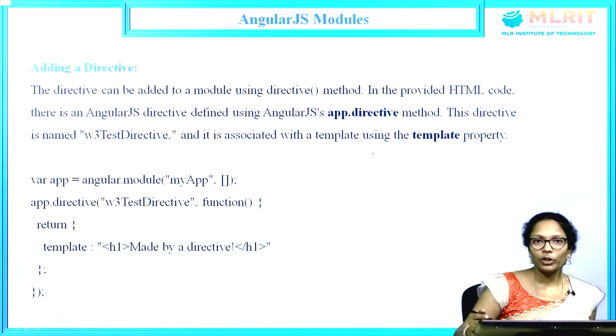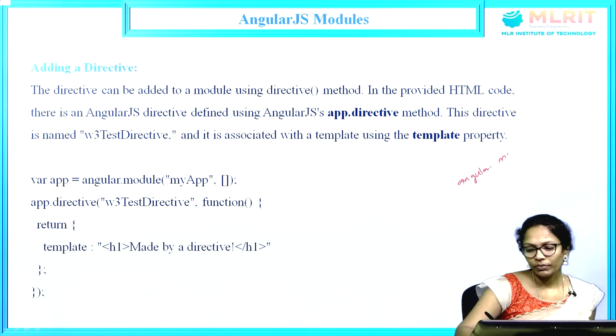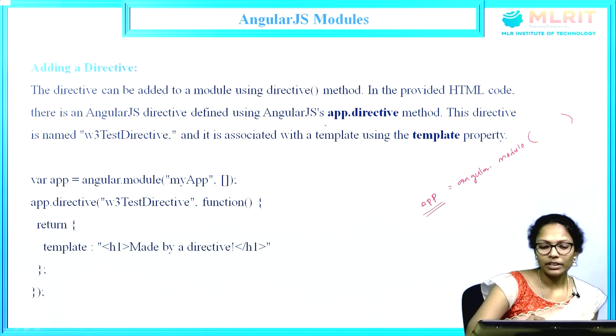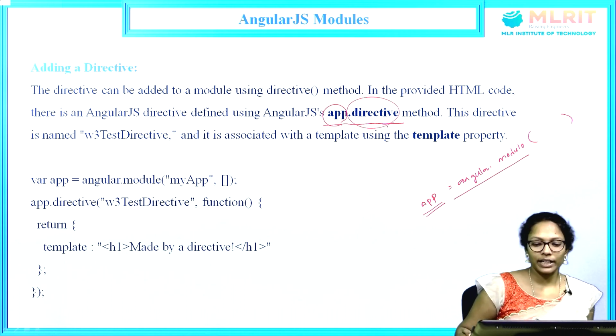We know the module can be created using angular.module, and we have some parameters. I'm storing this in a variable called app. Now for this app, I need to add the directive. How can I add it? Using this app, which is your Angular module, I'm using the method directive to add this directive to your module.